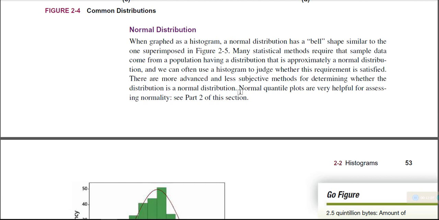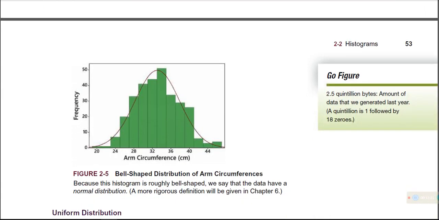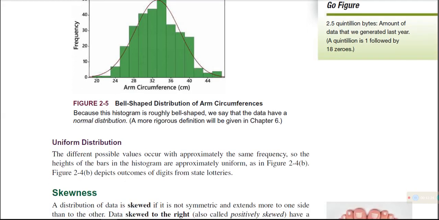So there are more advanced and less subjective methods for determining whether the distribution is a normal distribution. Normal quantile plots are very helpful for assessing normality. So that is in part 2 of this section. Later pa daw. Ayan. So this is figure 2-5. Pagka nag-drawing tayo ng bell curve dyan, medyo susunod yung height ng mga bar graphs natin.